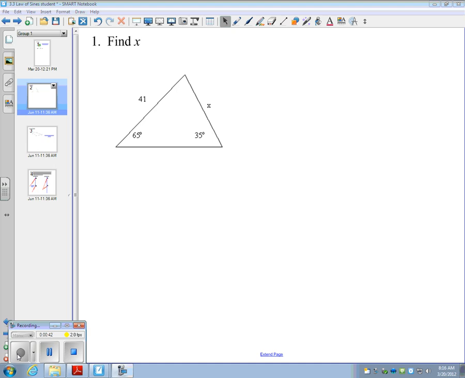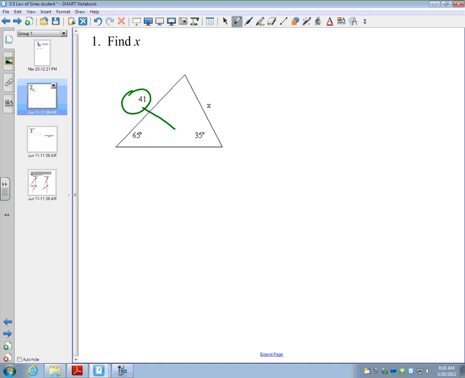So here we have a triangle and we want to solve for x. And we're going to set up a ratio. We know that the ratio of 41 over the sine of 35 is equal to x over the sine of 65. Okay, now all we have to do is cross multiply and we can solve this.